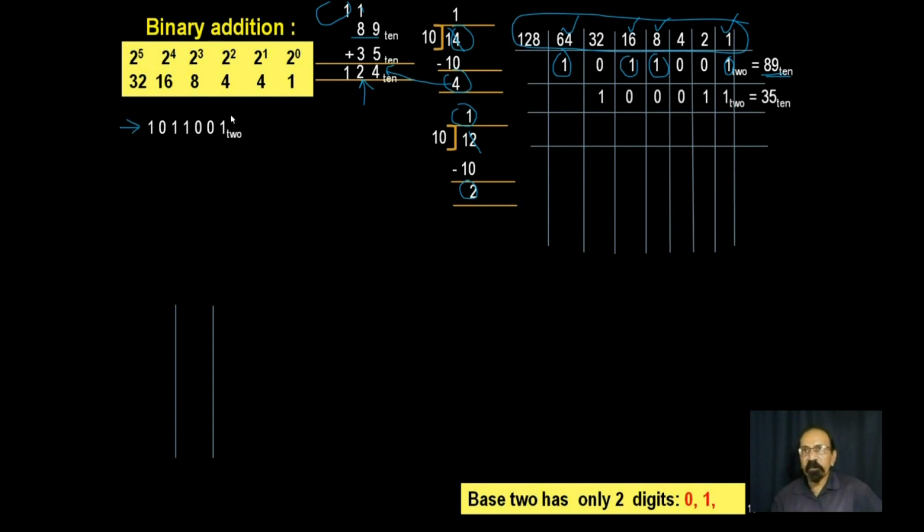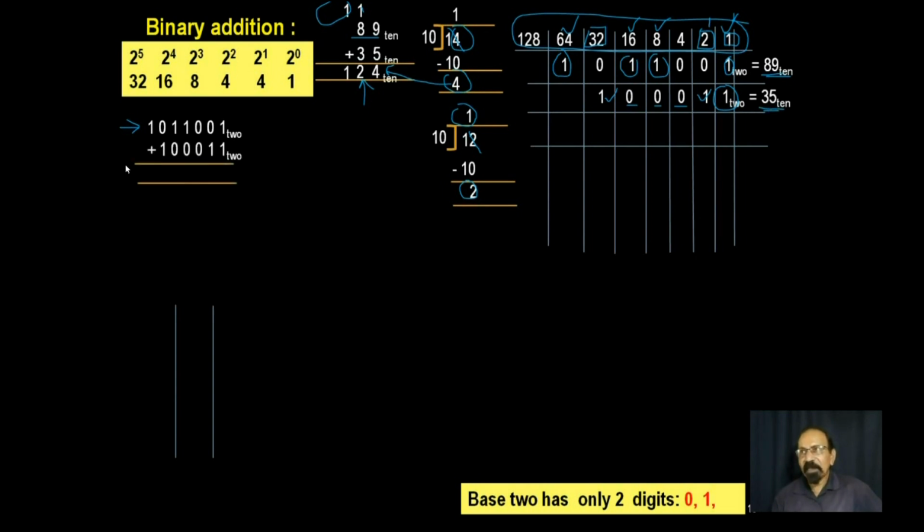And let's deal with the 35. 35 is actually a 32 plus a 2 plus a 1. So you have 1, no 16, no 8, no 4, 1, 2, and 1, 1. If you add all of that, 32 plus 2, 34, and 1, 35. You get 35 base 10.